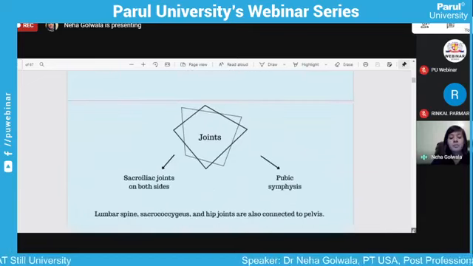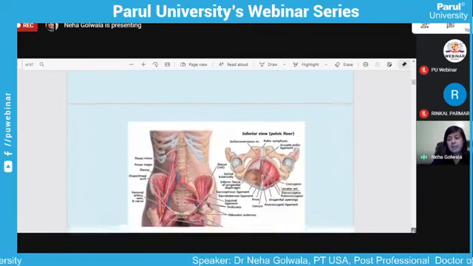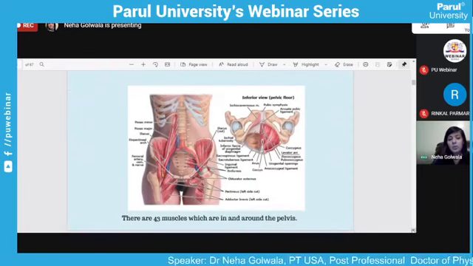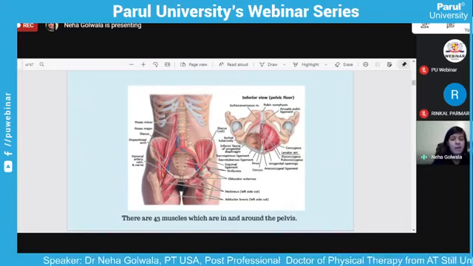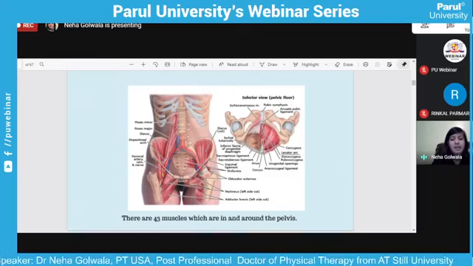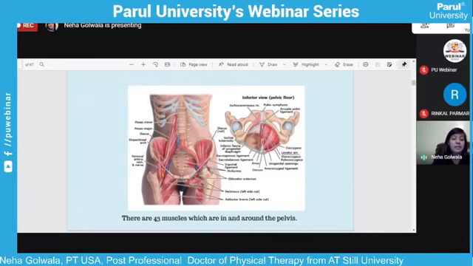So here I'm going to go further into the muscle aspect. All the muscles go from the lumbar spine all the way to the hip. They are all part of our pelvis. And there are 43 muscles, but we don't have to go into details of each of them. I will just divide them based on hip movement and their connectivity to the pelvis, the pelvic floor.